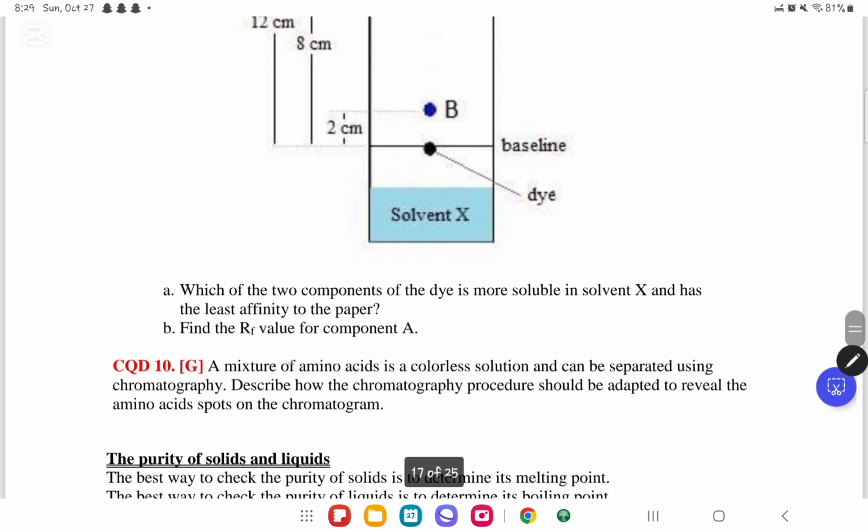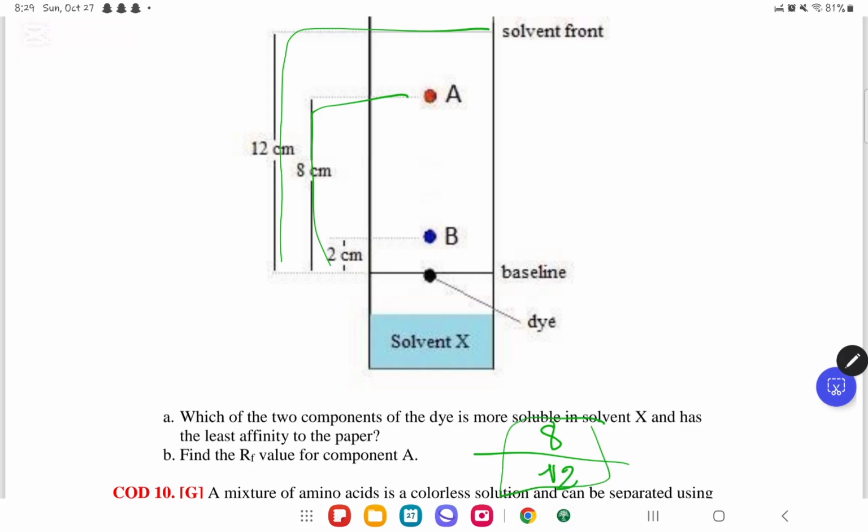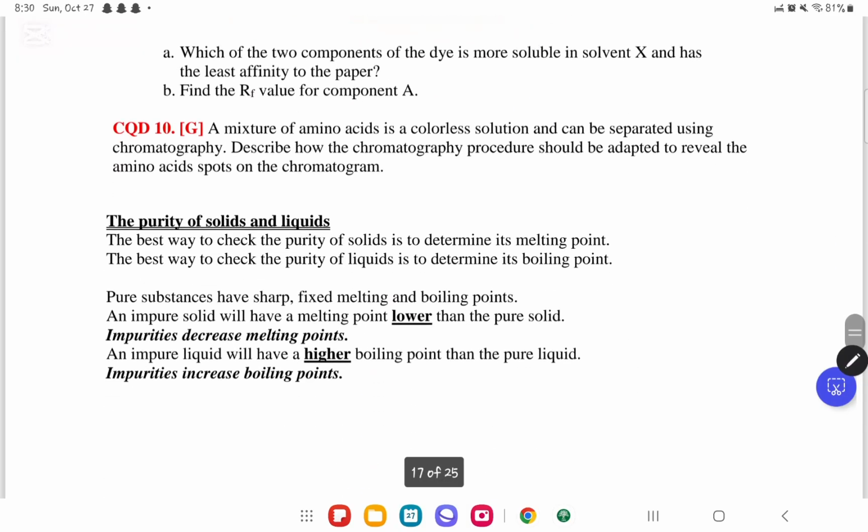Then if we go down, they're asking us to find the RF value for component A. Very simply, to find the RF value of component A, we see the distance traveled by component A, which is 8 centimeters, divided by the distance traveled by the solvent, which is 12 centimeters. So the RF value is 8 over 12. So that was it for this one.